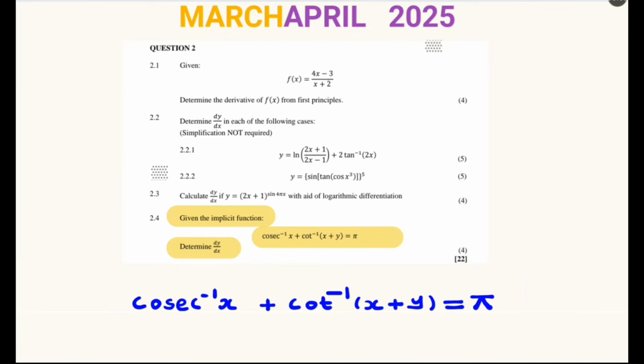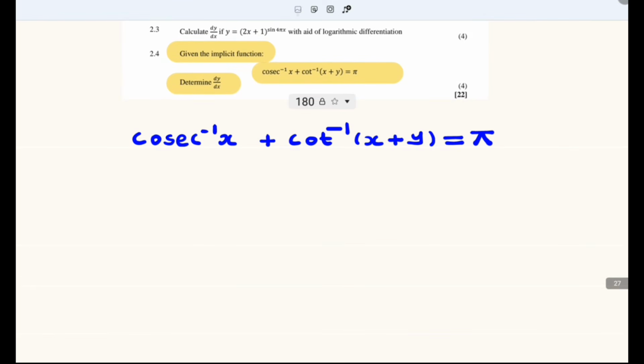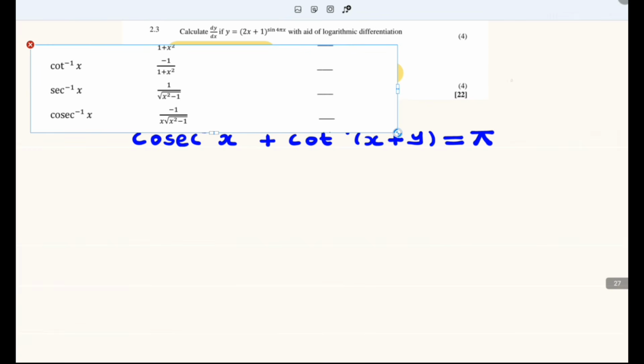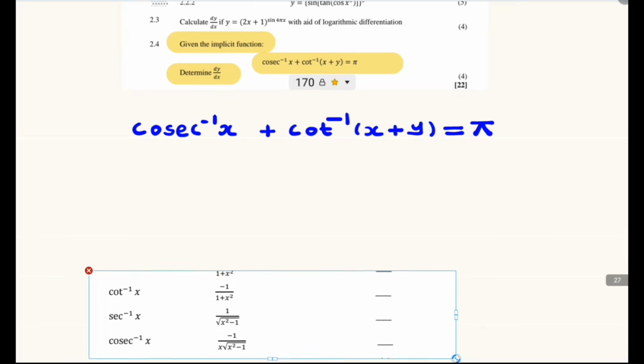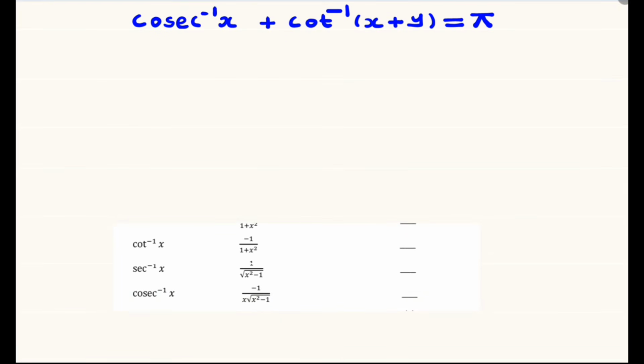Question 2.4, we differentiate the following function involving inverse trigonometric functions. We use our formula sheet, and in order for us to differentiate the arc cosec x, we are going to use that last one, and the derivative is just straightforward. We have -1 divided by x multiplied by the square root of x squared minus 1.